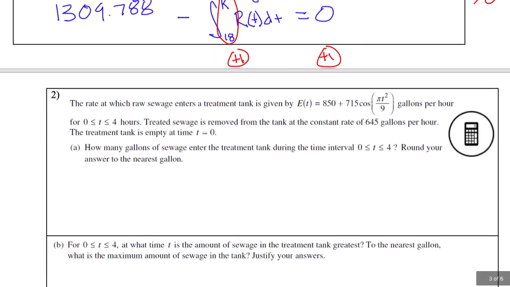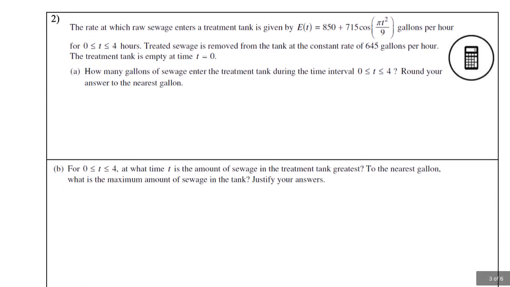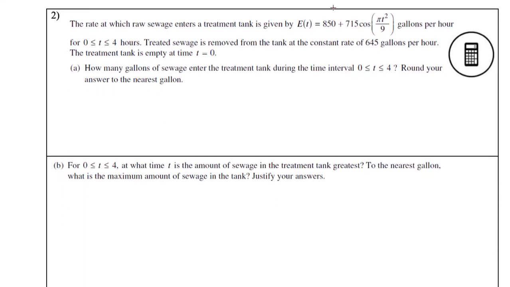Number 2. Ah, yes, the sewage problem. So we have our entering amount. So this is our positive rate. Everyone write down a plus symbol. That's our positive rate. And our negative rate is just a constant amount, 645. And again, whenever you have a positive and a negative rate, always subtract them. Even if this isn't a function, it technically is a function. Even if it doesn't look like a function, subtract it.